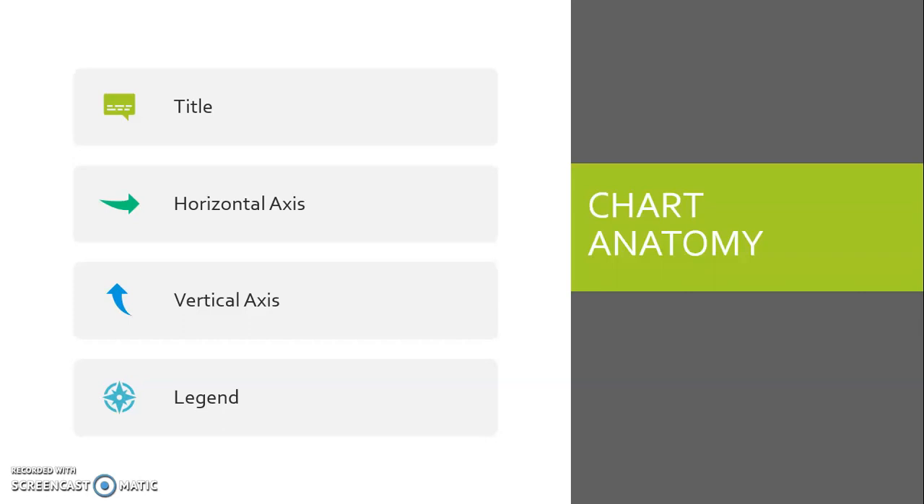The horizontal axis, or x-axis, may represent a qualitative variable. The vertical axis, or y-axis, may represent a quantitative variable. The chart may have a legend, which lets the reader know the variables that are being seen. In the following slide, we'll look at an example of a chart.